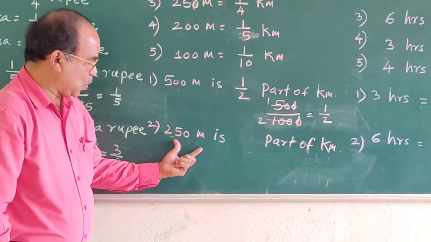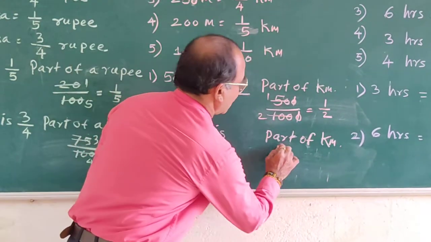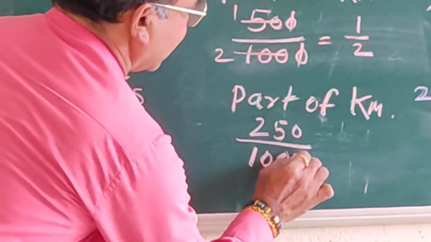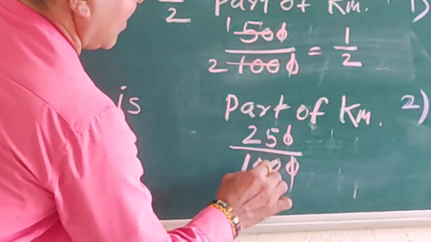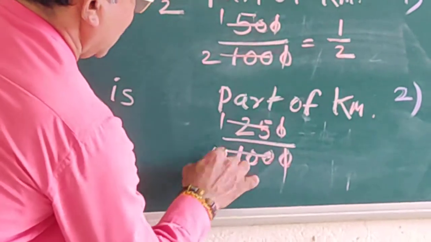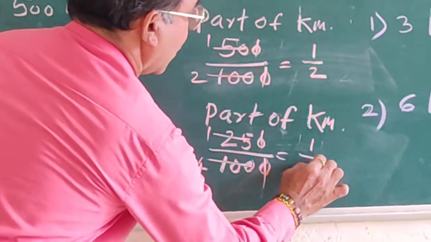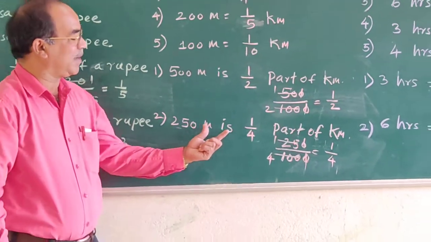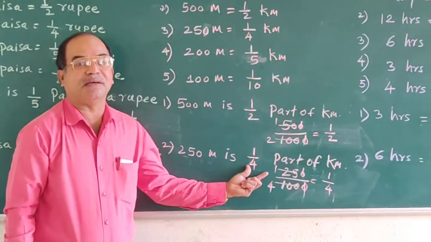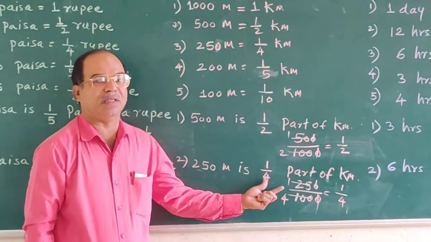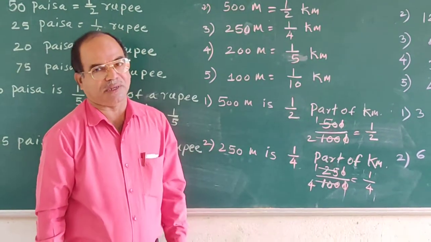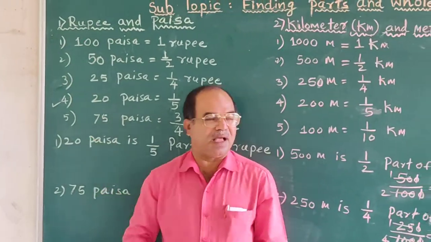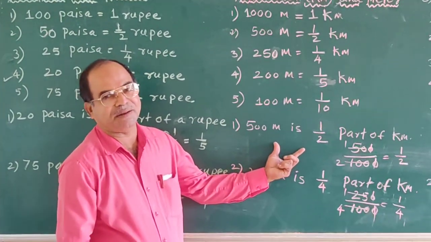One more example, 250 meter. That means you have to do 250 divided by 1000. Cancel the zeros. 25 upon 100 is equal to 1 upon 4. That means 250 meter is what part of kilometer? It is a 1/4 part, or it is also called a 1/4 kilometer. So here we discussed rupee and paisa, and kilometer and meter.